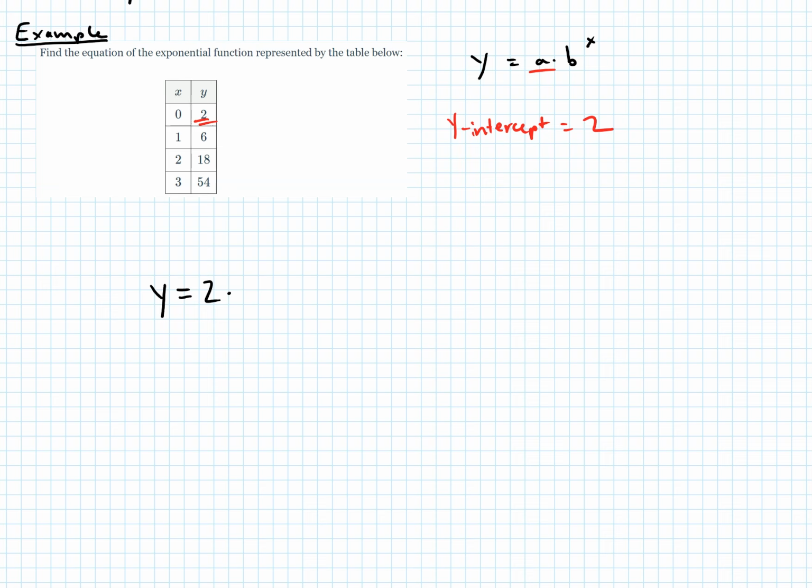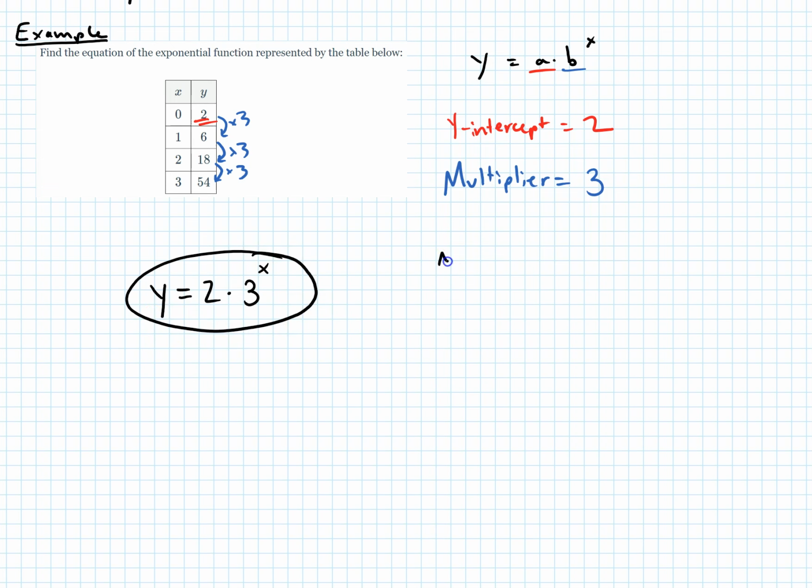The way that b shows up in the table, b is the multiplier, and it is how you get to the next term. So from 2 to 6, from 6 to 18, from 18 to 54, what are we multiplying by to go to the next term? Multiplying by 3, right? 2 times 3 is 6, 6 times 3 is 18, 18 times 3 is 54. So the multiplier is 3. Okay, and now we can finish our equation. Y equals 2 times 3 raised to the power x.